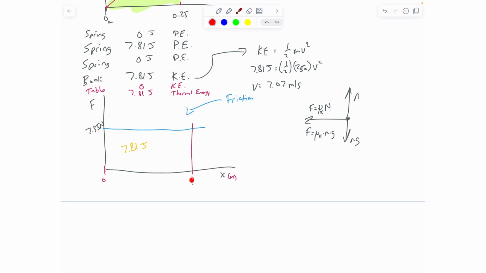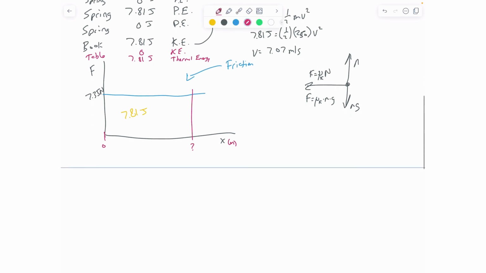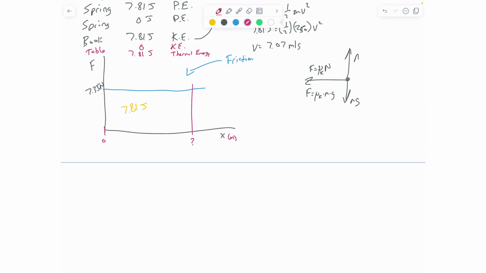So this is just a regular equation. The area that I'm looking for is 7.81, and that equals 7.35 times, let's call it x. Then all I have to do is divide by 7.35. It gets rid of that one. And then I just have x equals 1.1 meter. And that's it.